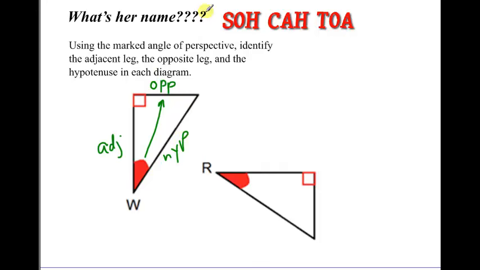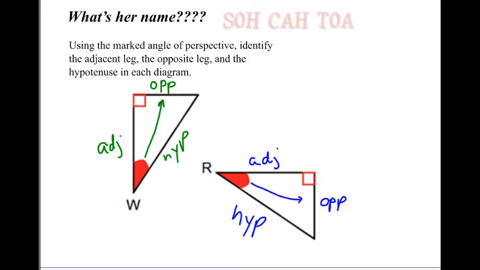Try it on the next one. Angle of perspective is R. Go across the triangle and you'll find the opposite. Label it. Connected to that angle, to the right angle, is the adjacent. And always opposite the right angle is the hypotenuse. So you need to be able to label those and identify them.